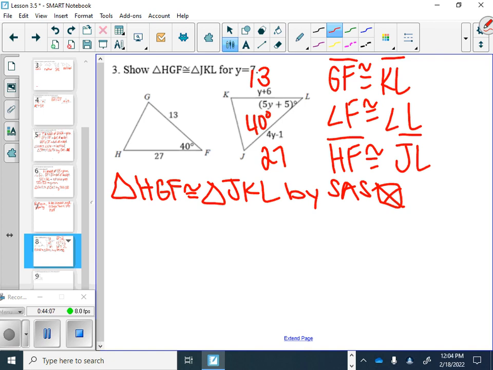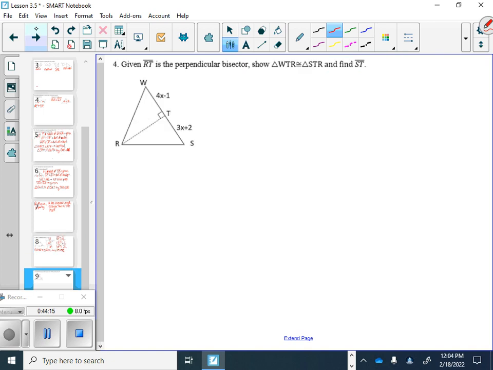Alright, we got 2 more problems. Let's get them done. Alright, number 4. Okay, let's break this down. I am given that RT is a perpendicular bisector. We haven't really talked about that, but we talked about perpendicular, and we talked about bisectors like day 1 of geometry. What does perpendicular mean? They intersect at what type of angle? Right angle. Okay, so they intersect at a 90-degree angle.